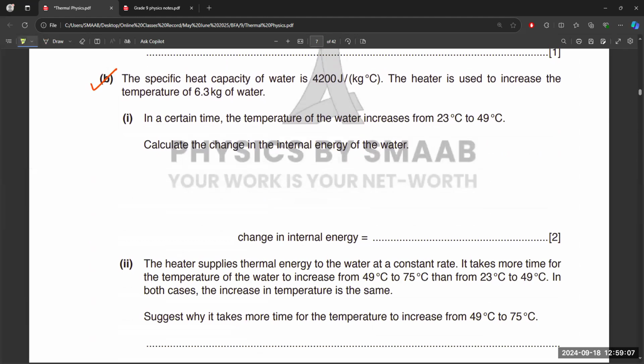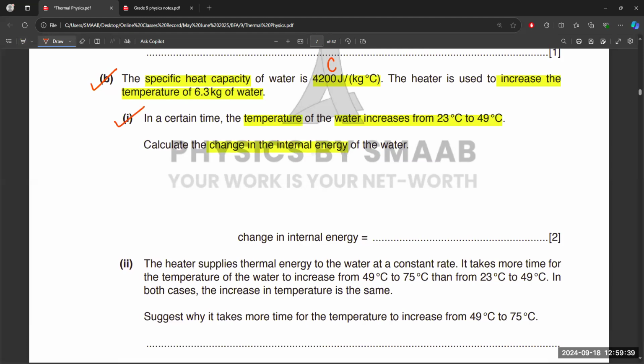The specific heat capacity of the water is 4200 joules per kg degree Celsius. And the heater is used to increase the temperature of 6.3 kg of water. In a certain time, the temperature of water increases from 23 degree to 49 degree Celsius. Calculate the change in internal energy of the water.